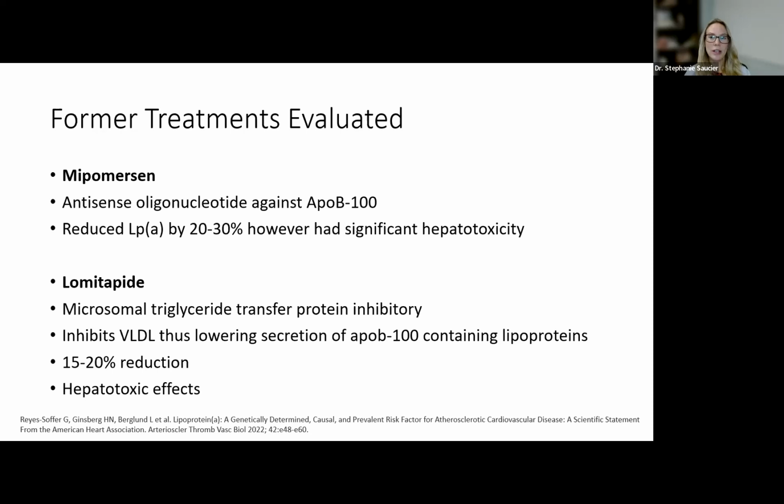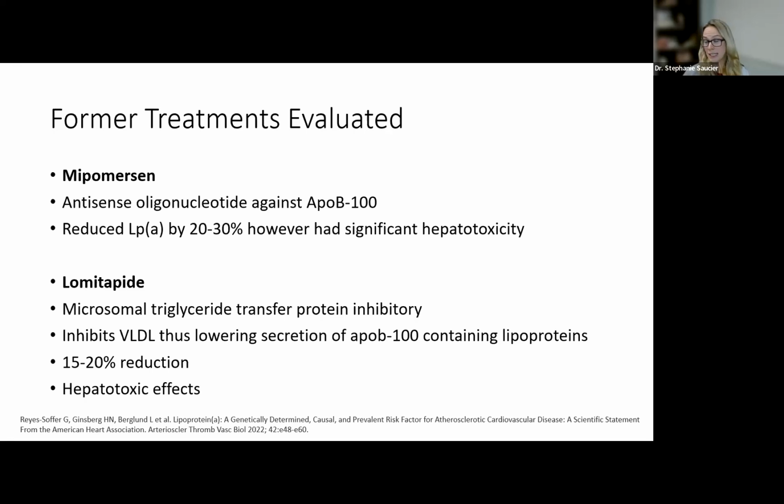So what former treatments have been evaluated for these patients? There are a couple, we've been working on this. Mipomersen was first looked at. This was an antisense oligonucleotide against ApoB100. It reduced Lp(a) levels by about 20 to 30%. However, it had significant hepatotoxicity, and it was discontinued, and research was halted on this. It never made it to market.